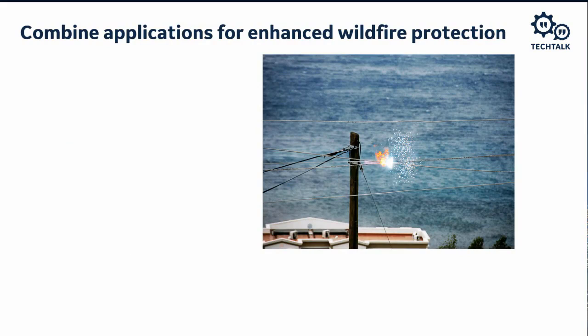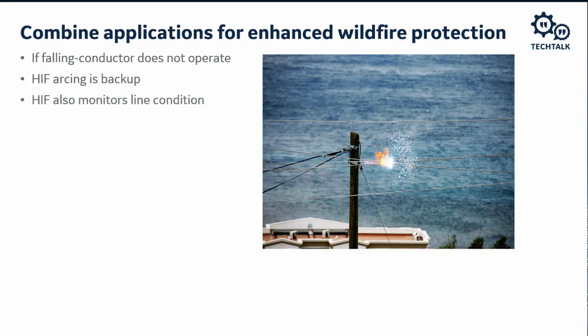preventing wildfire ignition. If the falling conductor method does not operate and an energized line touches the line undergrowth, then HIF detects the arcing produced by the down conductor, and it operates as a backup to de-energize the line and prevent the fire. Another advantage of combining both applications is that the high impedance detection notifies you of needed line maintenance when you have an arcing insulator. Usually, arcing precedes a line break. Maintenance crews can then repair the line before it becomes a problem.